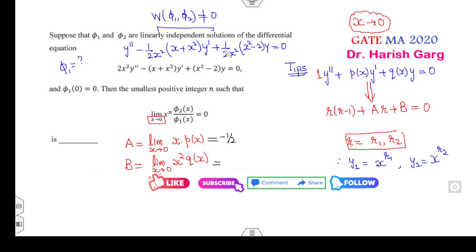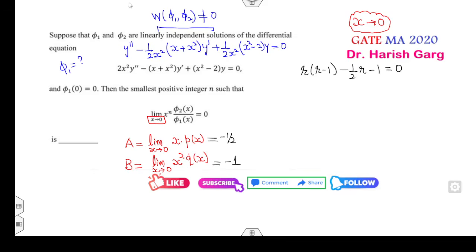What is the b? If you multiply by x square and take the limit x approaches 0, the answer is minus 1. So therefore, your given differential equation becomes r minus 1, a is my minus half, b is my minus 1. Fine. Now you can see, if you take the LCM, you get 2r square minus 3r minus 2 is equal to 0.